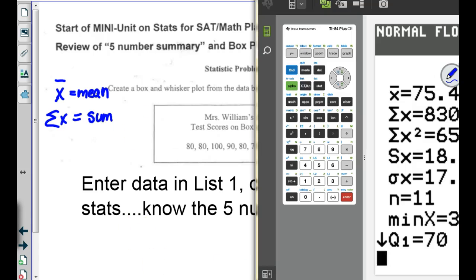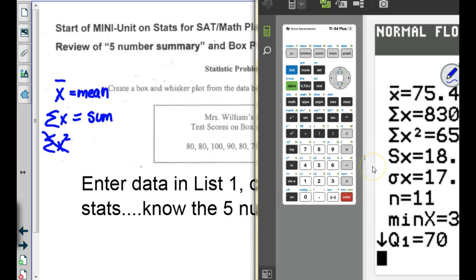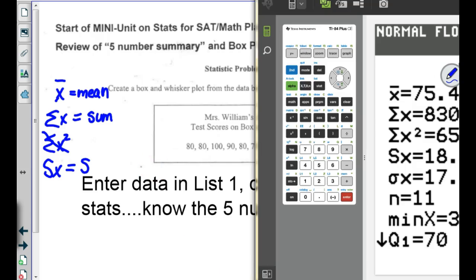The third thing down is the sum of each item squared, and that's used to find variance, and so we're not going to ever use that one. It's already going to be done on a different spot here. S sub x is the sample standard deviation. Is that what it looks like? Did I just do that wrong?